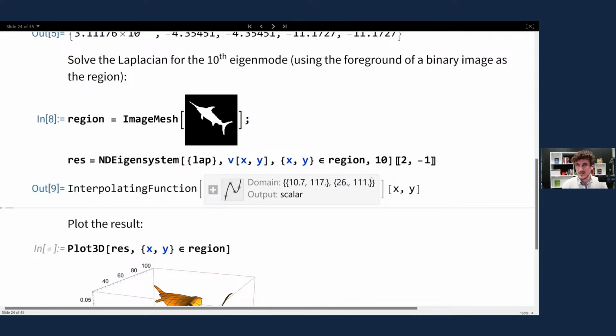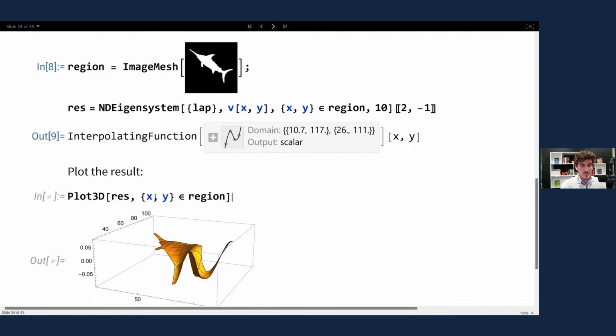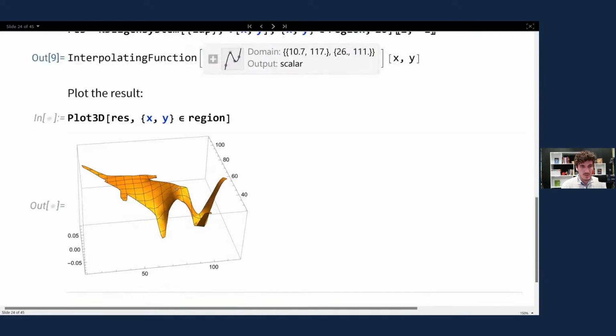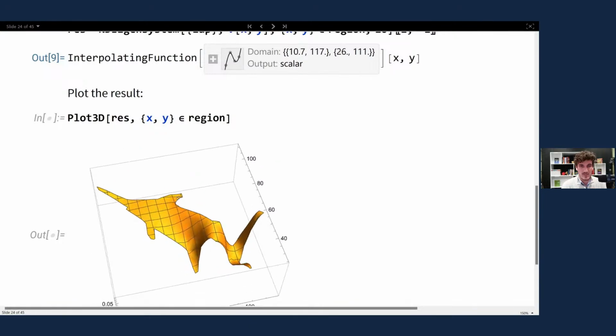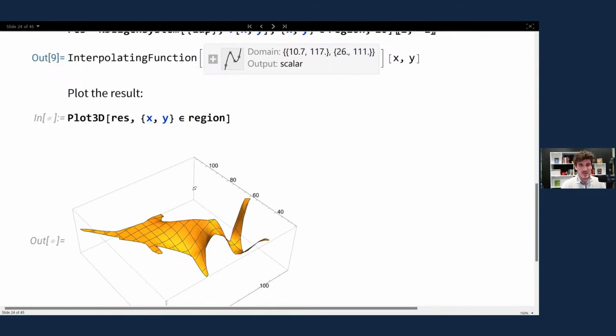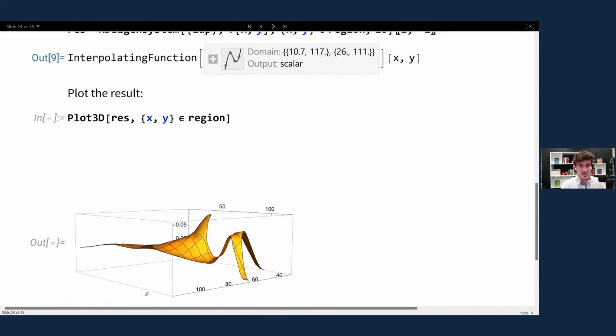Okay, and we're back to where we started. Sorry about that. And we're just going to visualize this interpolating function on a 3D plot here. So this has been pre-generated. This is projecting the 10th eigenmode onto this boundary mesh region specified by the image of the swordfish.